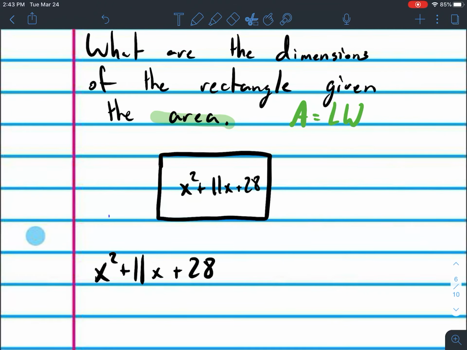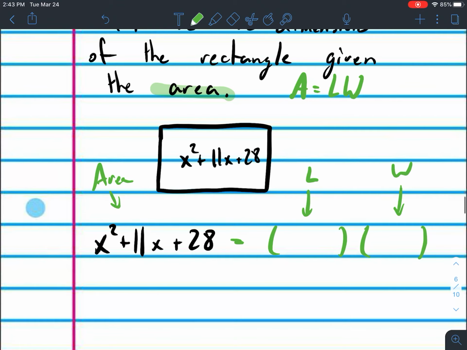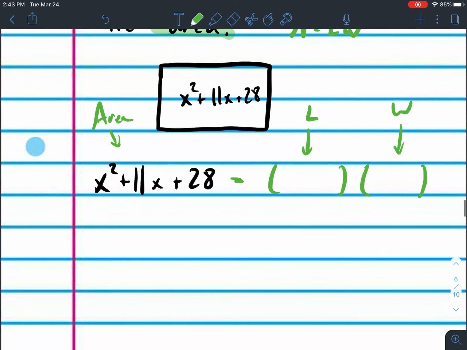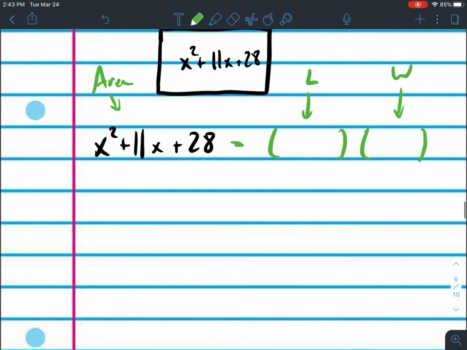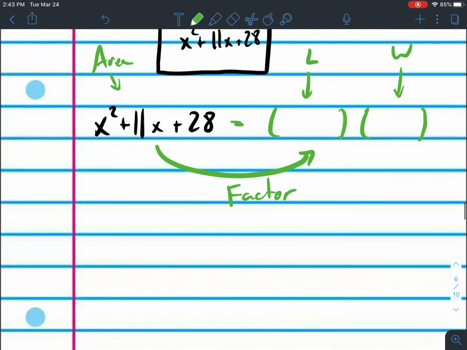Okay, so this is my area right here. Area is equal to this is going to be my length, and this is going to be my width. Oh, hey, look at that. We take a polynomial and we break it up into two pieces. That is the definition of factor. So to get from here to here, we are going to factor.